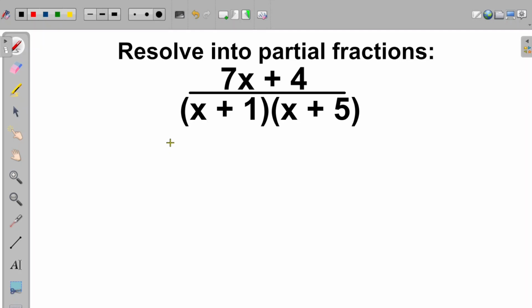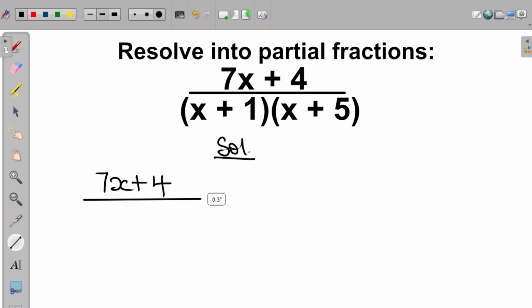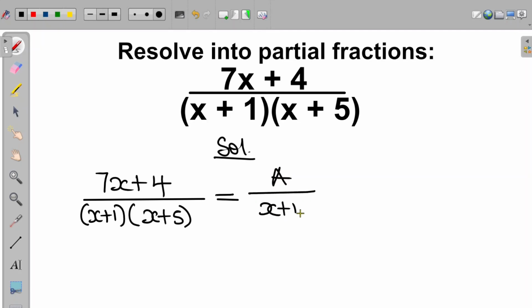We are asked to resolve the compound algebraic fraction into partial fractions. So we are given (7x + 4) divided by (x + 1)(x + 5). Now, looking at the compound fraction, we can observe that the denominator is a product of two linear factors. So this fraction can be resolved as A divided by (x + 1) plus B divided by (x + 5).